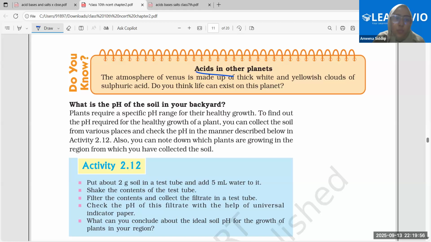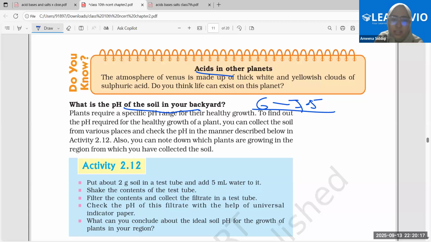Fine. So yes, what is the pH of the soil in your backyard? Basically, what is the pH of the soil? Can we have just one pH for every soil? No. Basically, it will depend on the plants that we are having. Okay. So for a range, we can say 6 to 7.5.